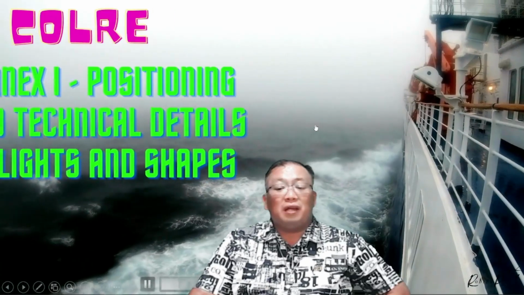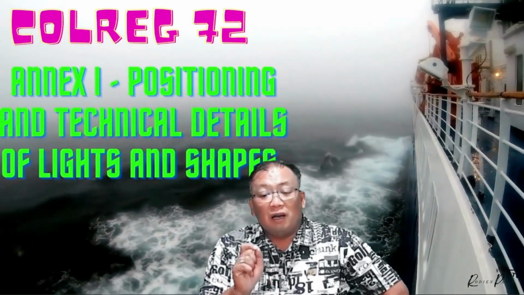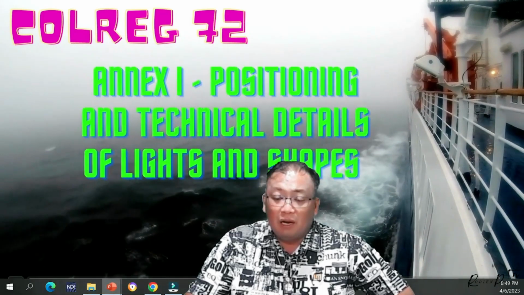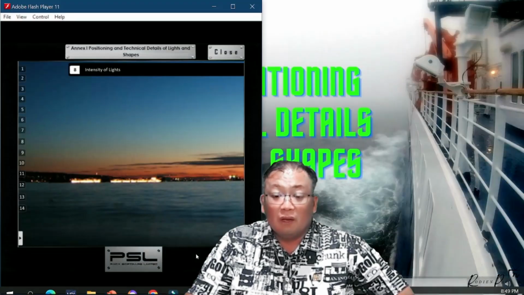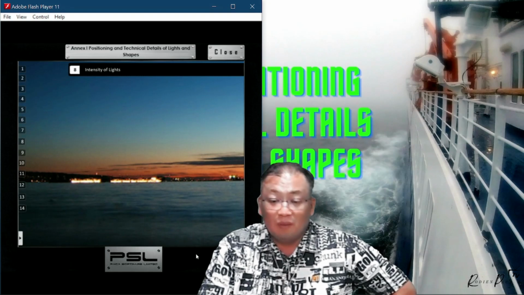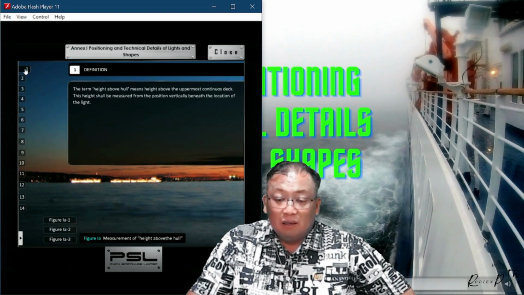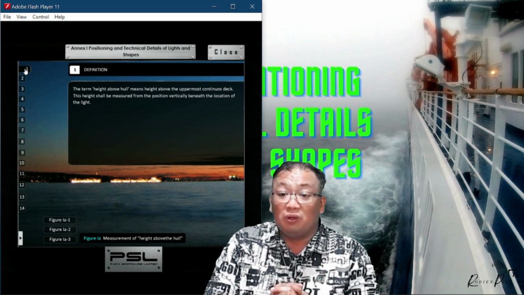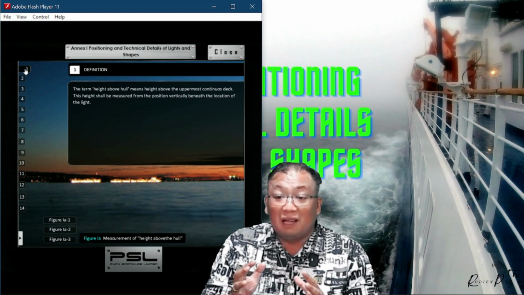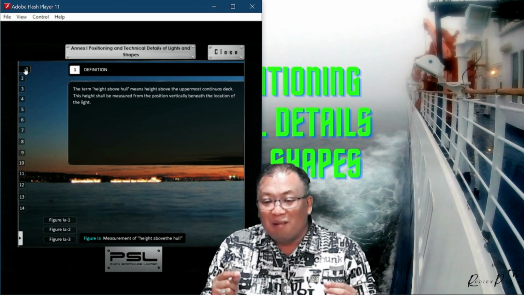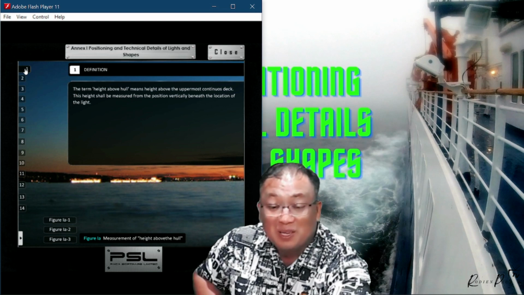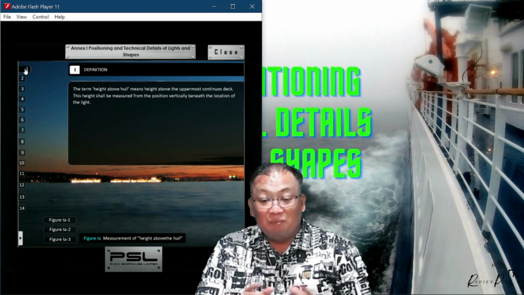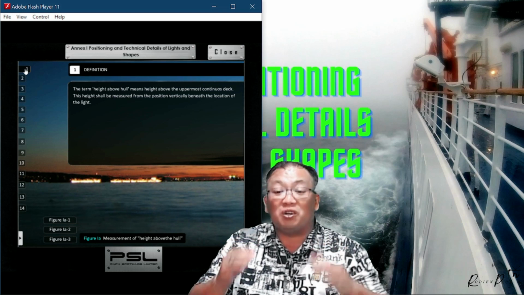Annex I, positioning and technical details of lights and shapes. First, let me open our animations for this one. This is Annex I. Definition. For us to understand properly, we have to define. The term height above the hull means height above the uppermost continuous deck. This height shall be measured from the position vertically beneath the location of the light.